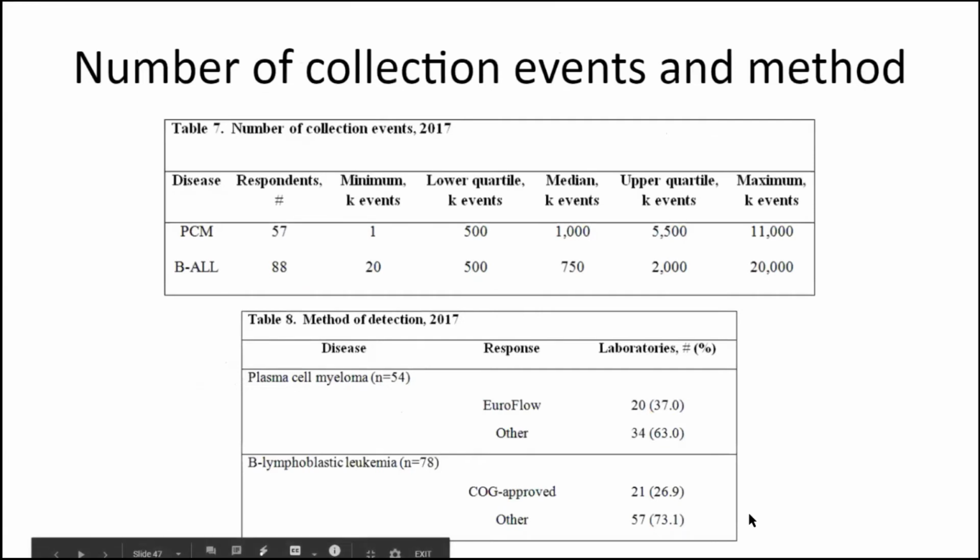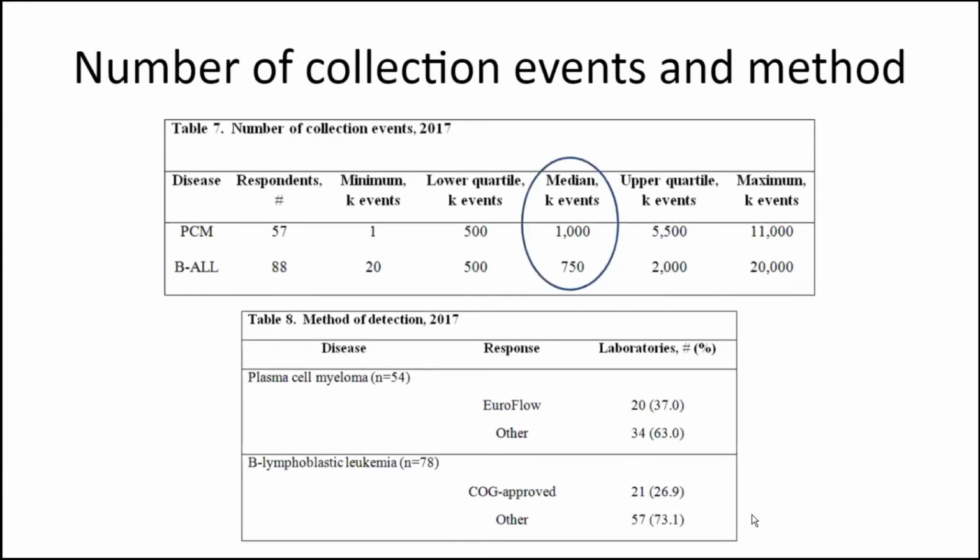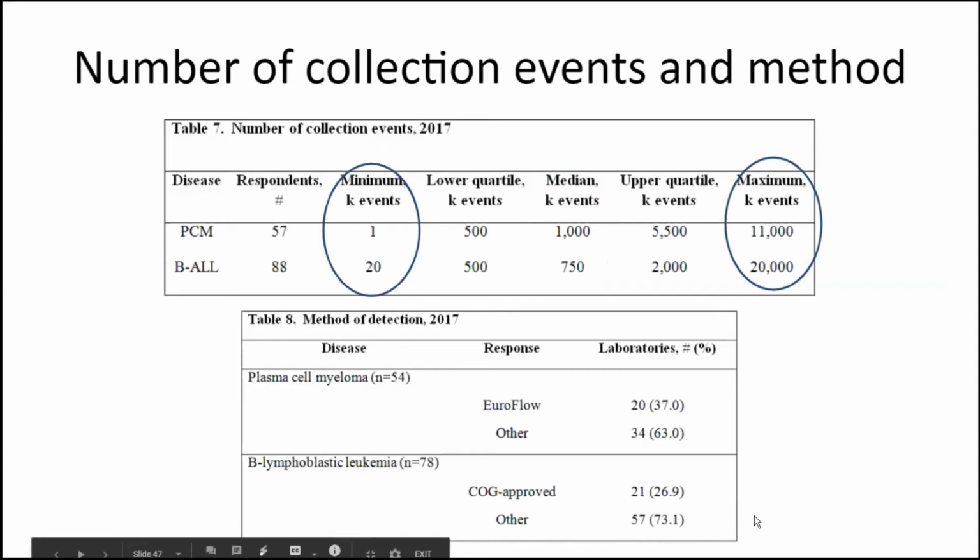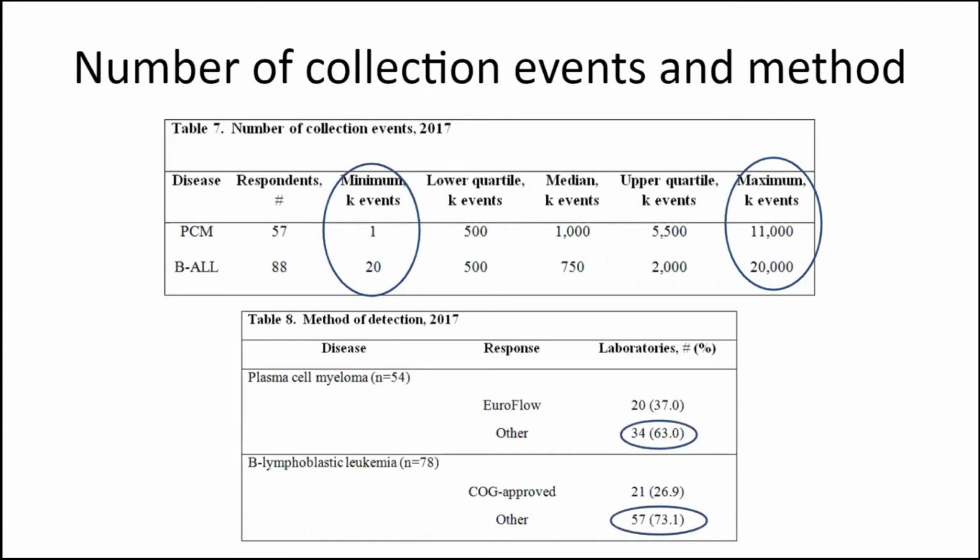So myeloma had a higher median of events than B-ALL. However, B-ALL's minimum and maximum were higher than myeloma's. The flow cytometric method varied widely for both diseases. More labs selected other methods instead of the EuroFlow or COG approved methods. However, within the other category, no single test was used more frequently than EuroFlow or COG.